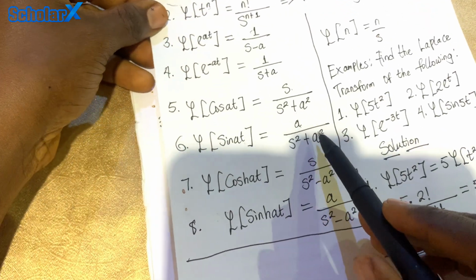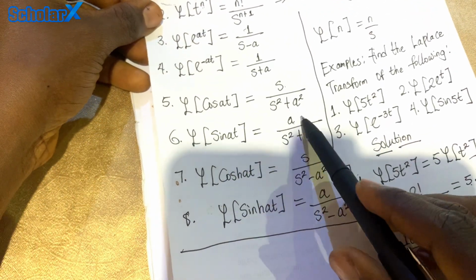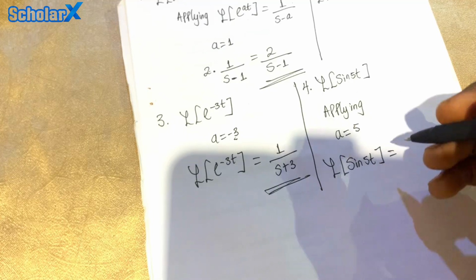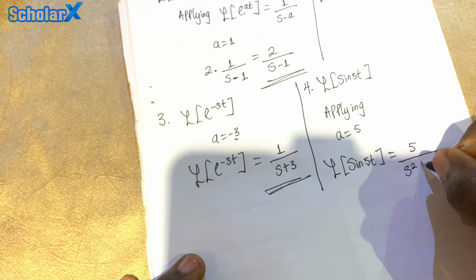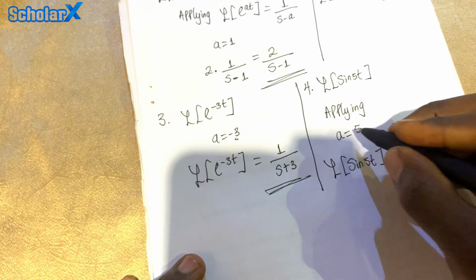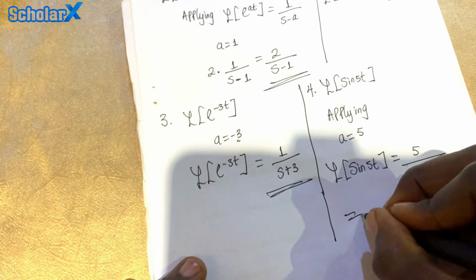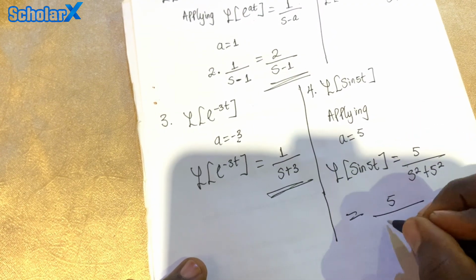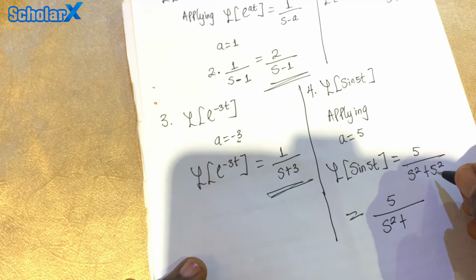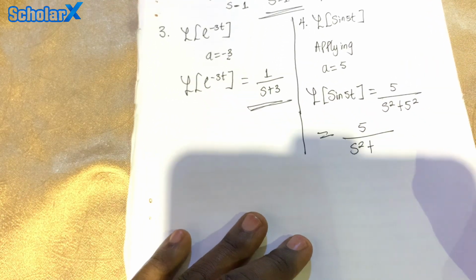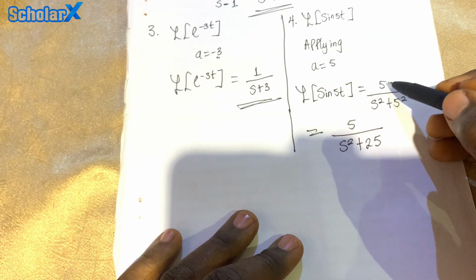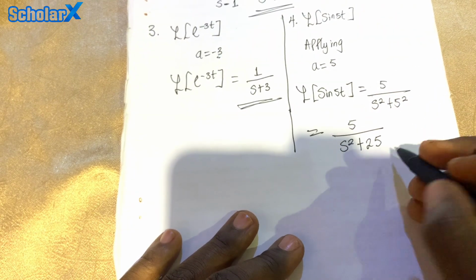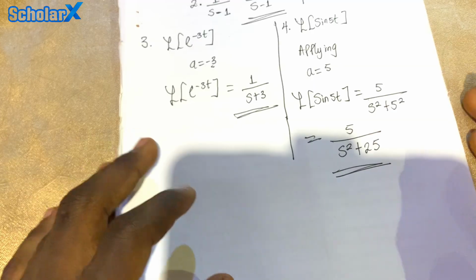Applying this formula, the Laplace transform of sine at is a over s squared plus a squared. This becomes 5 over s squared plus 5 squared, because our a is 5. 5 squared is 25, 5 times 5. So the Laplace transform of sine 5t is 5 over s squared plus 25. This is our final answer.